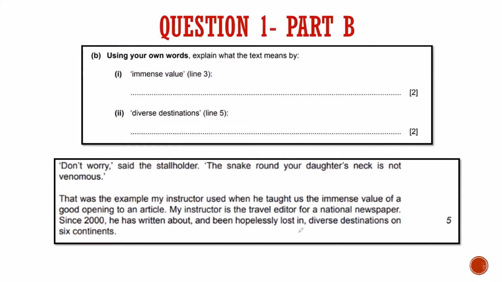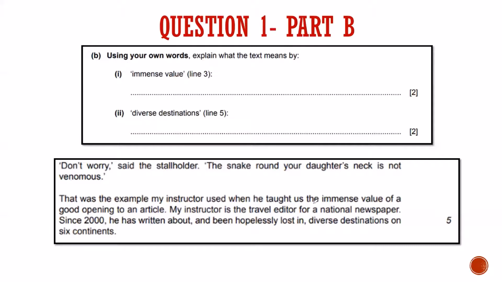Let me read the lines for you. This is line 1, line 2, line 3. That was the example my instructor used when he taught us the immense value. The same phrase is hidden here, of a good opening to an article. And what is line number 5? This is 3, 4, and 5. This one is line 5.